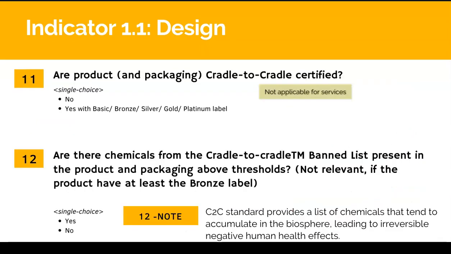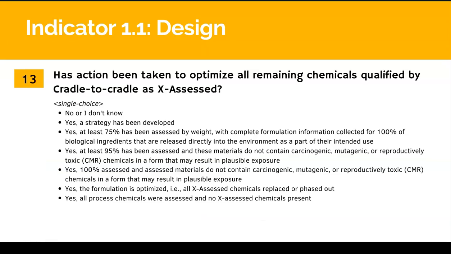The following questions concern whether the product and its packaging are certified by Cradle to Cradle certification, and whether there are chemicals present from the Cradle to Cradle banned list in the product. These are questions and answers that you can find in the Cradle to Cradle manuals, and this is the case with the 13th question, which is asking whether, for chemicals that have been assessed through the Cradle to Cradle material health assessment, there is a strategy employed to phase them out.